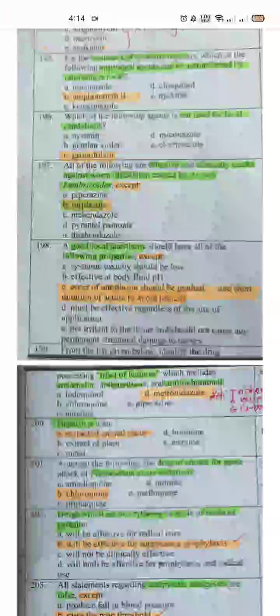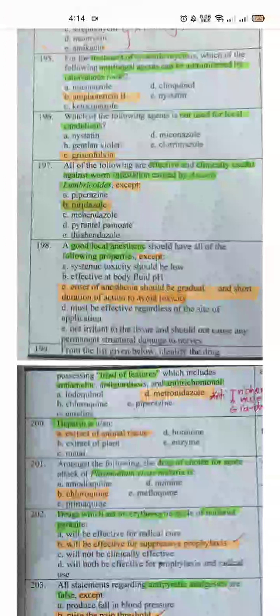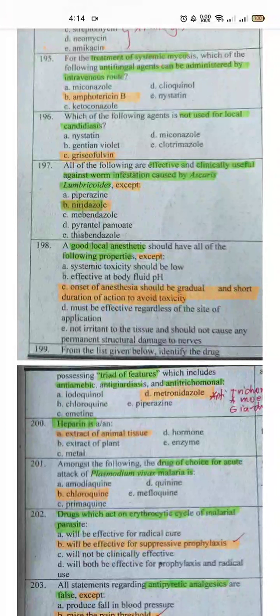196. Which of the following agents is not used for local candidiasis? It is griseofulvin. Griseofulvin is principally fungistatic. It is effective for dermatophytes only, such as trichophyton, microsporum, and epidermophyton. The rest, such as nystatin, gentian violet, miconazole, and clotrimazole, are agents used for local candidiasis.